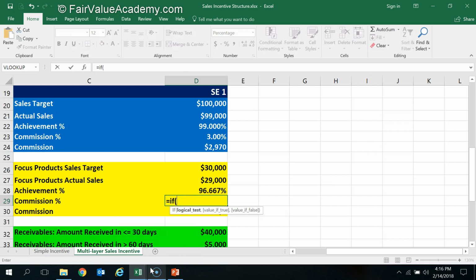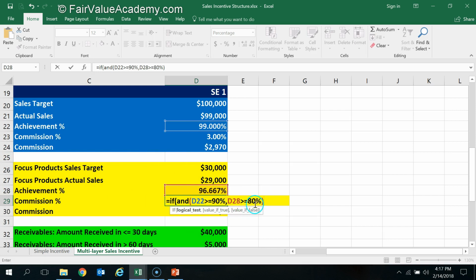I'm going to write IF, and it follows with AND. So we are having a logical test which is AND. This percentage is greater than or equal to 90%, comma. The second condition for AND is this percentage for focus sales achievement is greater than or equal to 80%, bracket complete. This completes our logical test for this particular booster.